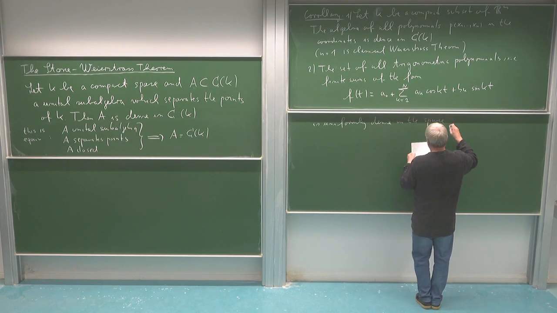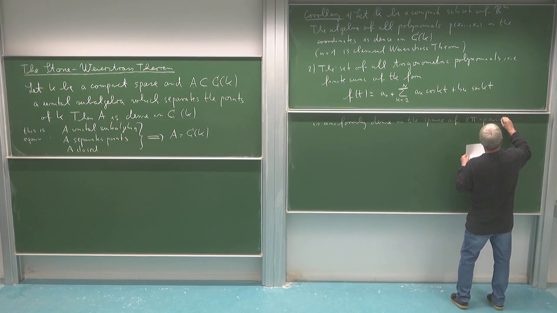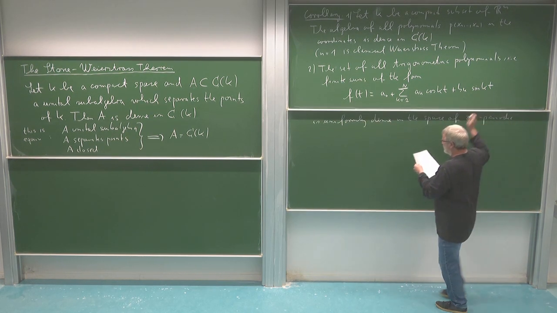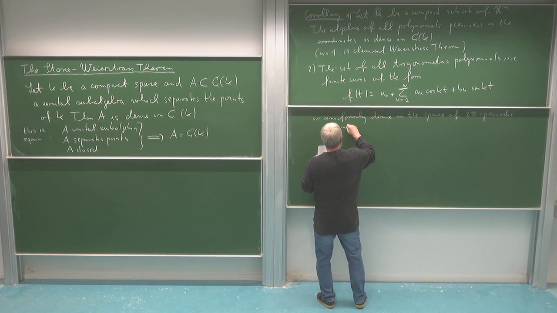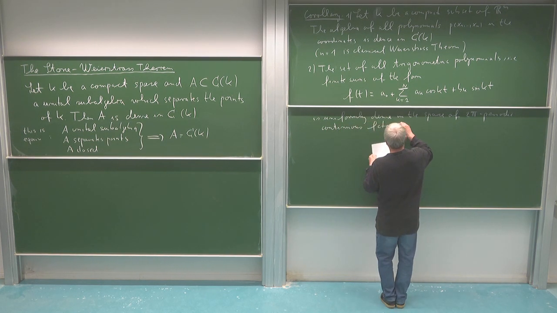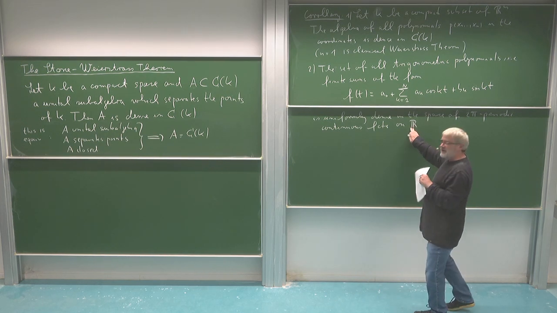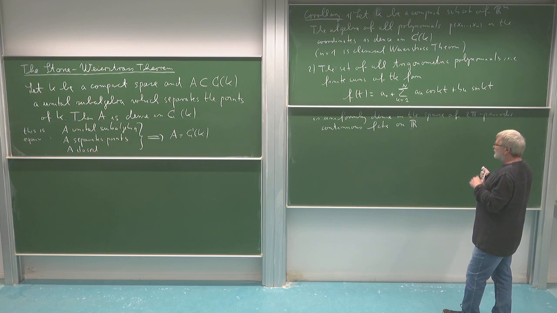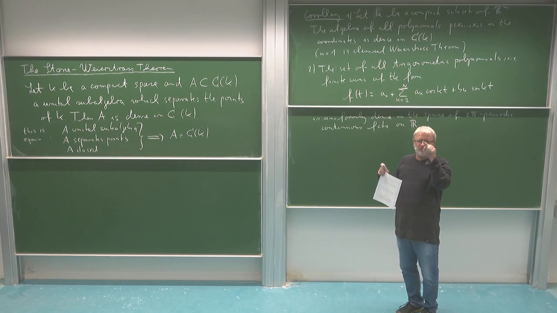In the space of 2 pi periodic and continuous functions on R. Of course, R is not compact, but if I have functions which are continuous with period 2 pi on R, as I said, this is the same as continuous functions on a unit circle, and this is continuous.